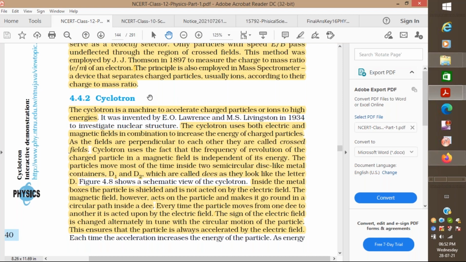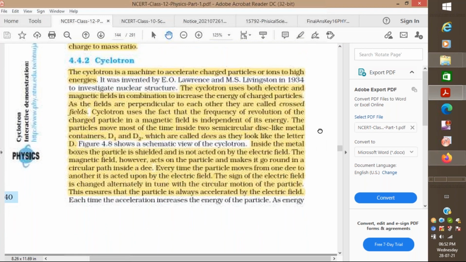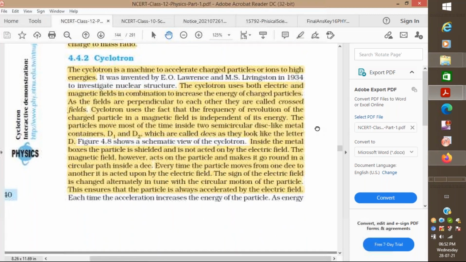So whenever we go for investigation of the internal structure of the nucleus, how do we find out the structure? You have to bombard a nucleus, or bombard an atom, with a high energy charged particle so that it penetrates all the way through the atom and goes to the nucleus and even penetrates that also.